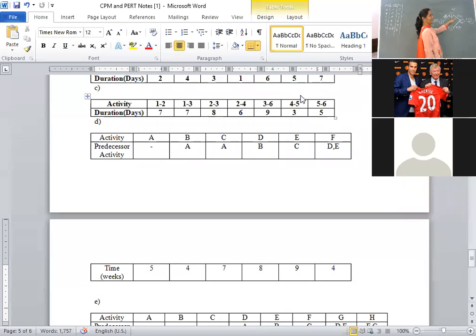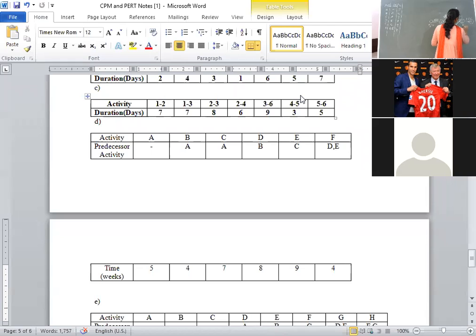Similarly, compute E3. For node 3, the incoming activity is from 2. What is the formula? E2 plus T23. You have computed E2 value, that is 5. 5 plus 4, it's 9. Next, E4 value. For node 4, the incoming activity is coming from 2. What is the formula? E2 plus T24. E2 value is 5. 5 plus 7, it's 12.